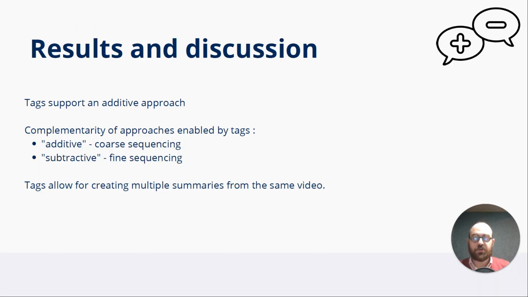The results show that tags do support additive editing, but surprisingly we see a need for combining both approaches as the subtractive edition remains important. Additive editing is practical for coarse sequencing, whereas subtractive editing is rather adapted to fine sequencing, for example, removing motionless frames and repetitive gestures. We observe that tags can enable multiple summaries from one video.